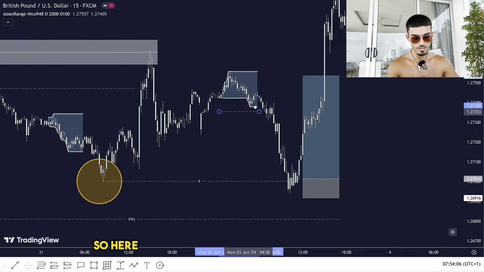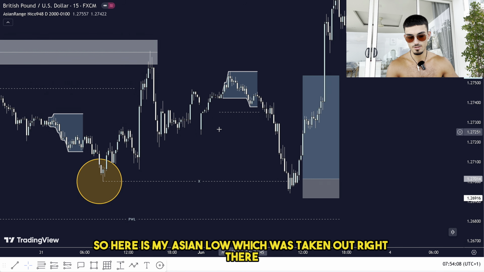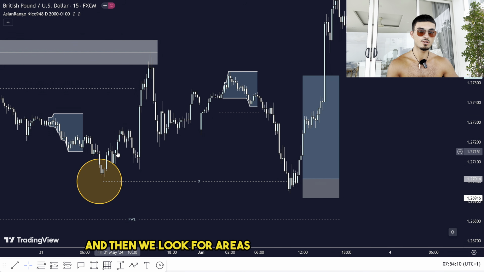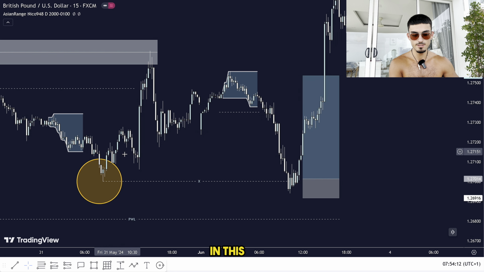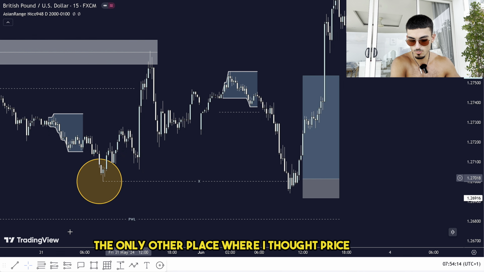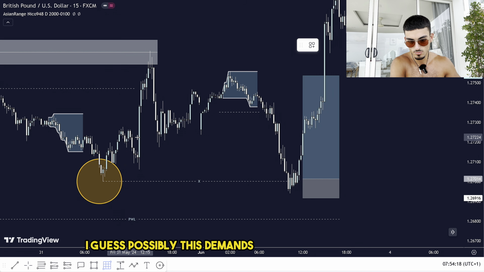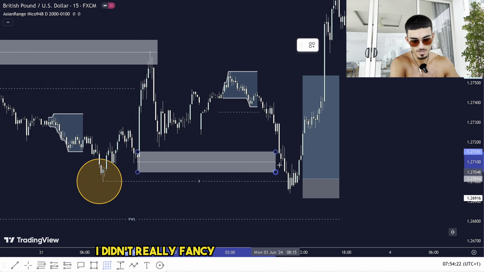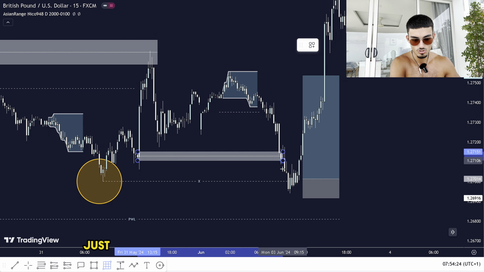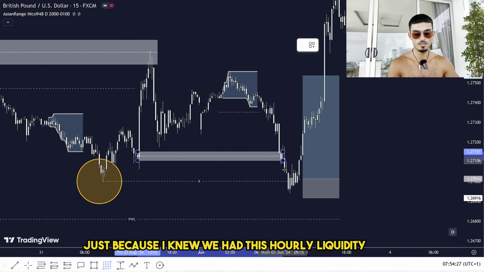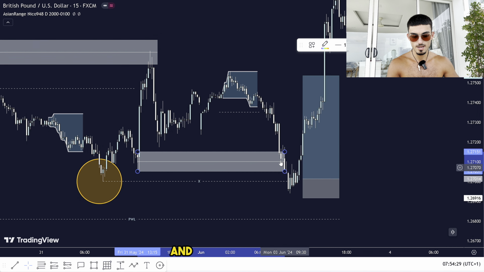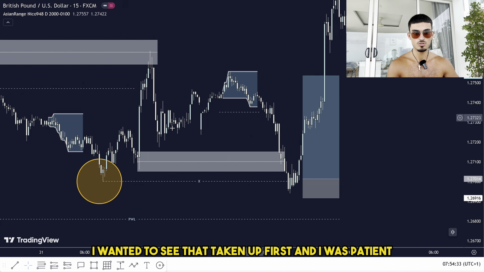So here is my Asian low, which was taken out right there. And then we look for areas where price could react from, okay? In this case, the only other place where I thought price could react from is possibly this demand zone right here on the 15-minute. However, I didn't really fancy taking it from here too much, just because I knew we had this hourly liquidity level right below. And just to be safe, guys, I wanted to see that taken out first. And I was patient. I waited to see that taken out, and then I took a buy.